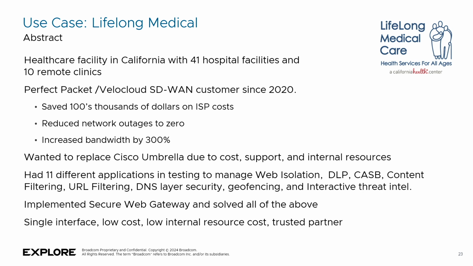We've saved them hundreds of thousands of dollars in ISP costs, reduced network outages, and increased bandwidth at each of their locations by 300%. They wanted to replace Cisco Umbrella due to the cost, support, and internal resources. This customer, when I met them, were doing, it says, 11 different application testing. They were actually in 17 different POCs with different security measures. We were able to condense those down, put them on CWS, as well as get them off of all of their POCs. That was fun.